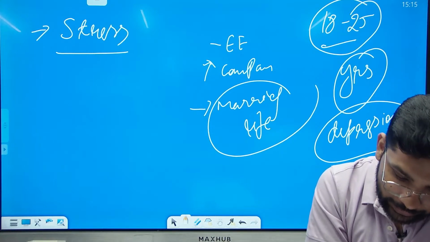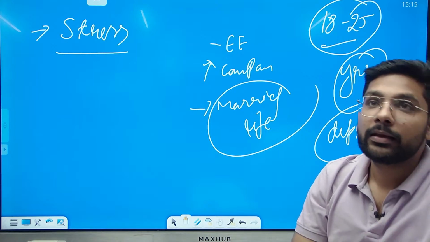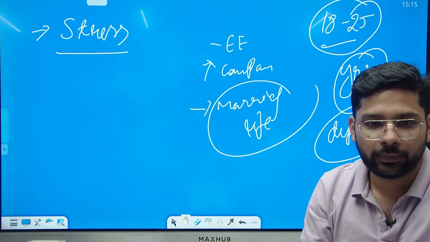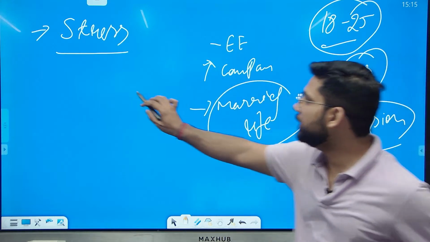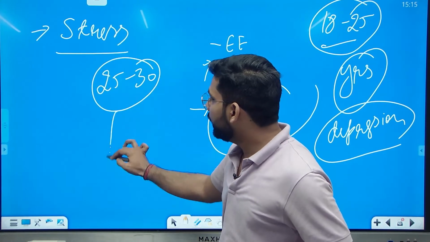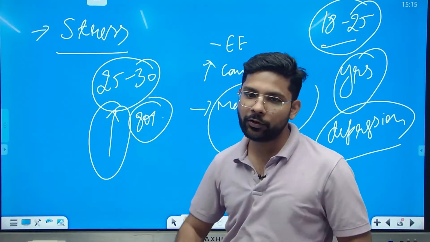So stress is also the reason. 80% of the adults and the seniors reported the significant high level of the stress. 80% लोगों में 25 से 30 साल की एज में, in the age group of 25 to 30, it is reported that the high amount of stress, 80% लोगों में रिपोर्ट हुआ.